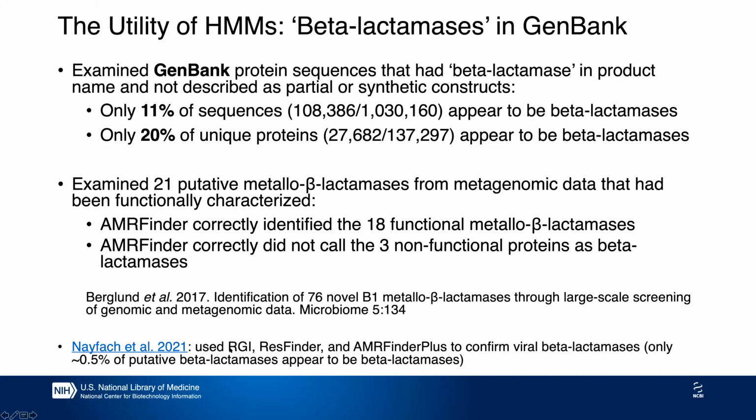There was a recent study that used 3 tools, ResFinder, RGI, and AMRFinderPlus, to look at beta-lactamases from viral genomes, which is a really interesting thing. They had over 11,000 putative beta-lactamases, and these 3 tools basically converged on saying that only about 50 of those 11,000 were actually beta-lactamases. That's not me misspeaking, 50. So there, you do have to think about whether the tool is precise enough, particularly if you need to be conservative for your utility.